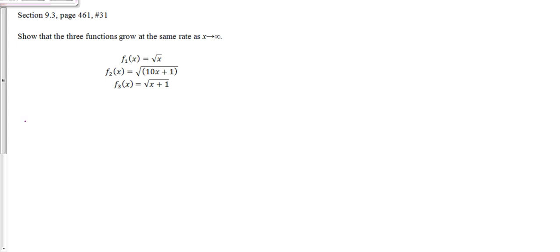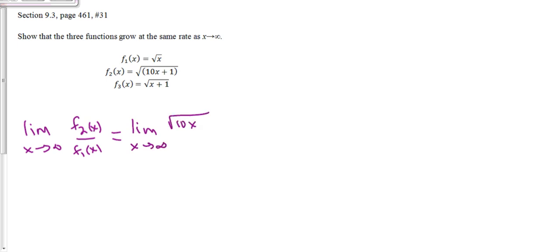So I'm going to start with the limit as x goes to infinity, comparing f2 of x and f1 of x. Now, it doesn't matter which pairs you take, but you want to try to make the algebra easy for yourself, and you're going to see that this is going to help us here. So I've got the limit as x goes to infinity of the square root of 10x plus 1 over the square root of x. And I'm going to start by putting everything under the same radical.